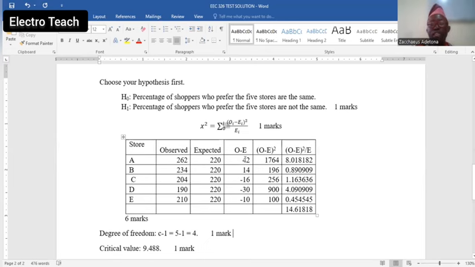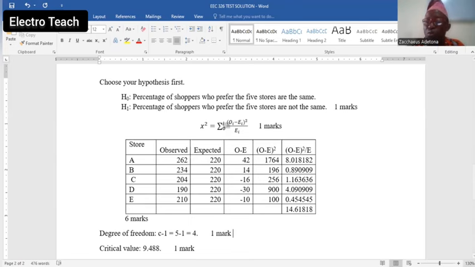If you do that, we have O minus E: 42, 14, minus 16, minus 30, and minus 10. Square them, we have this column, the fifth column: 1764, 196, 256, 900, 100. Now you divide all of that by E, by the expected, each one of them, and you get to the last column here. Last column summed up gives us 14.61818. That's the summation, that's the chi-square.